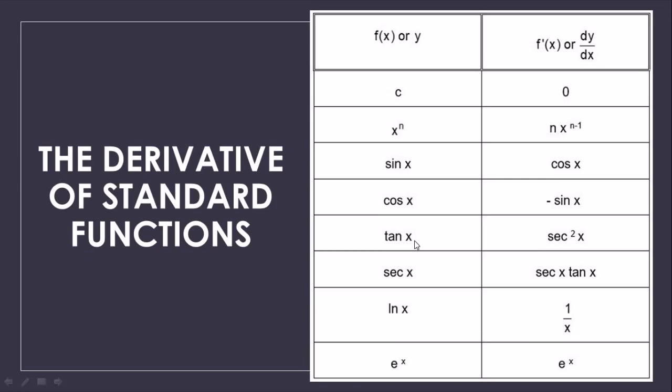Number 4. Differentiate cos x equal negative sin x. Number 5. Differentiate tan x equal secant square x. Number 6. Differentiate secant x equal secant x tan x. Number 7. Differentiate ln x equal 1 over x.